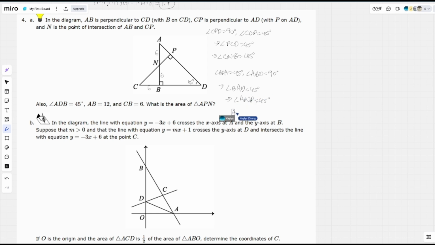So AN is equal to 6, so that means that AP is equal to PN, which is equal to 6 over root 2, or 3 root 2. So then, the area, I'm going to write it up here. So the area of APN is equal to AP times PN over 2, which is 3 square root 2 squared over 2, which is equal to 9. So that is our final answer for 4A. Okay.